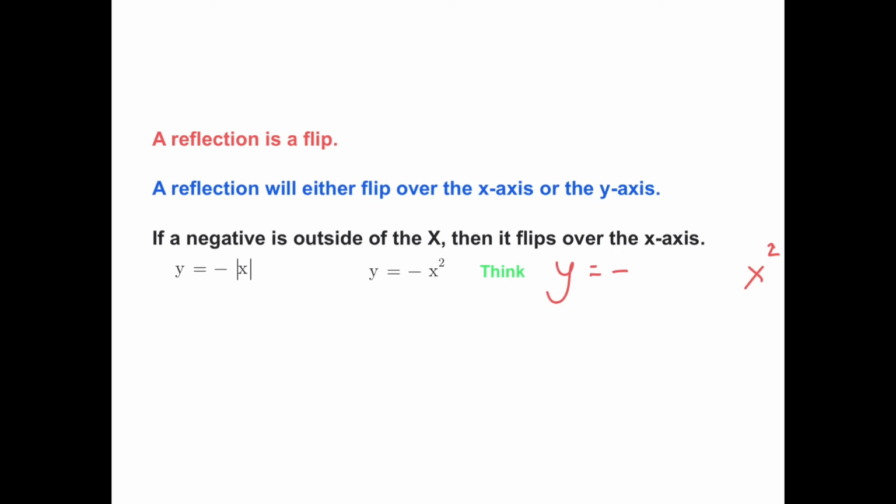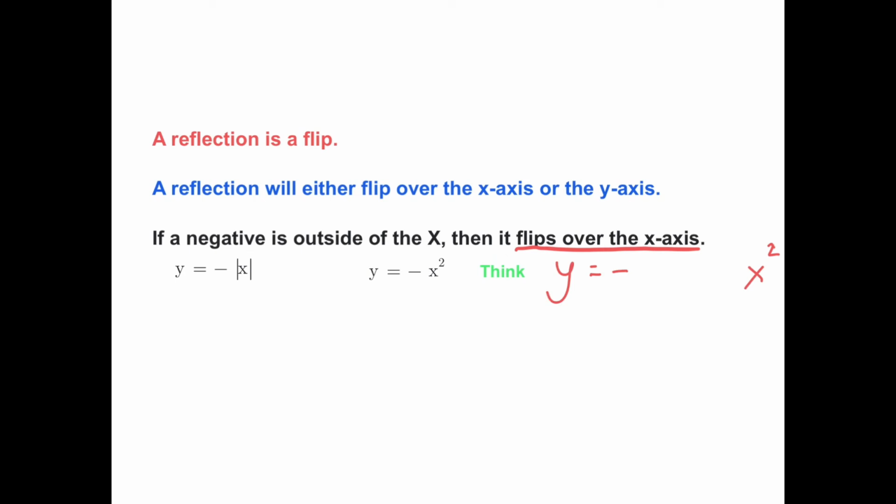Okay? Now, your description for this, when you describe it, you're just going to say, flips over the x-axis. You're going to write those words out. Flips over the x-axis, then you're going to sketch it. Okay, that's your description. All right? Questions on that?